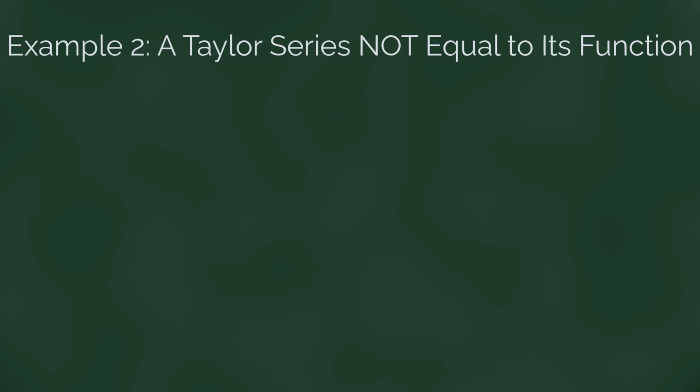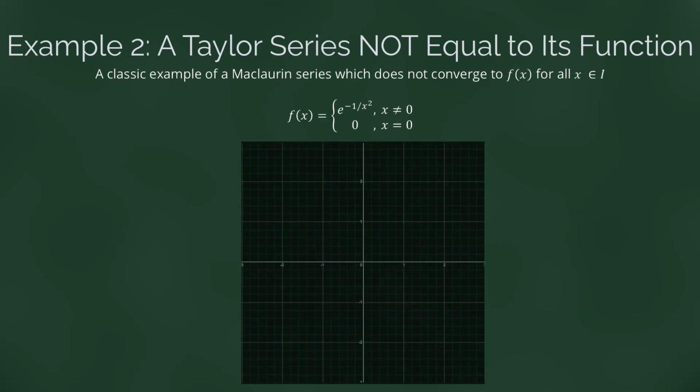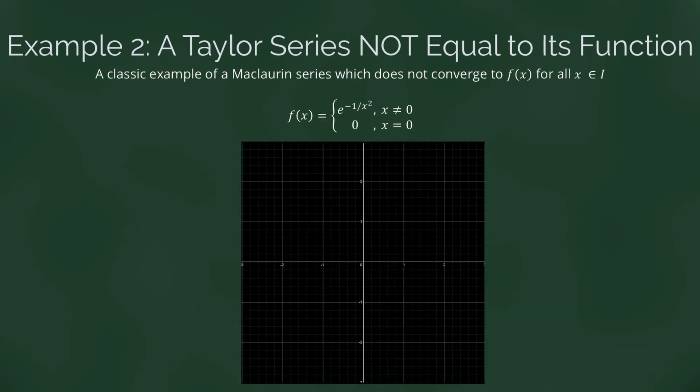However, there are some exceptions to this, and they're kind of fun to think about. So let's take a look at one of these. The animation below shows the function f of x equals e to the negative 1 over x squared for x not equal to 0, and 0 for x equal to 0, along with several of its derivatives. If you focus your attention at the origin, you'll notice that all of the derivatives are 0 at 0.